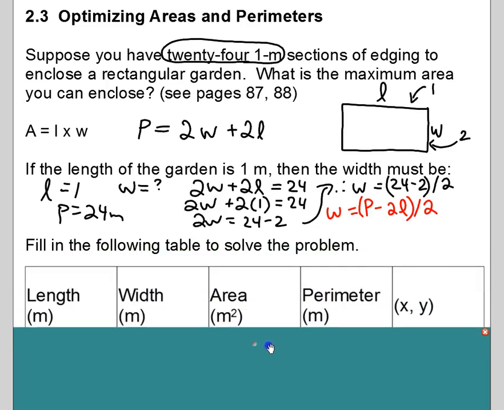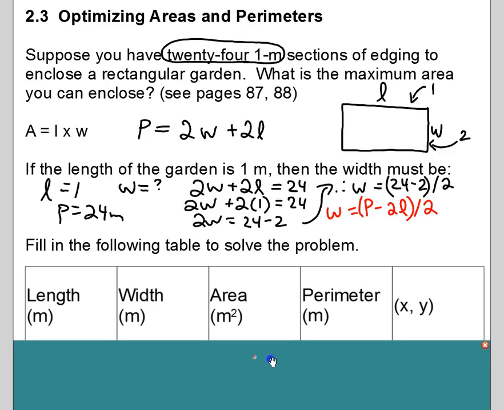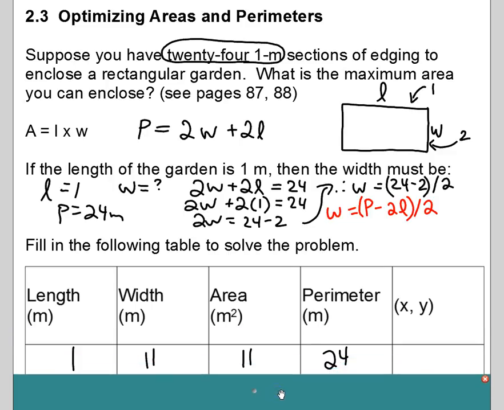We're filling in length, width, area, perimeter, and eventually we're going to get some ordered pairs from these values to make a graph. So the first value is shown here. When the length is 1, the width will be 11. I hadn't finished my math here, but 24 subtract 2 is 22, divided by 2 is 11. So that means 11 meter width and 1 meter length. The area would be 1 times 11, which is 11. And the perimeter is twice the width plus twice the length, which in this case is constant. It's going to be 24 all the time.